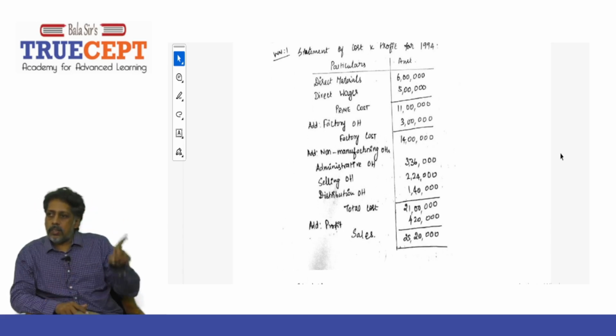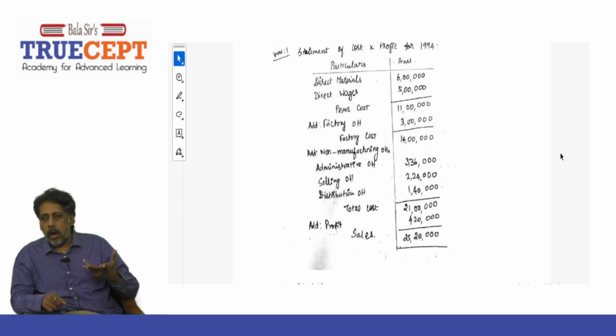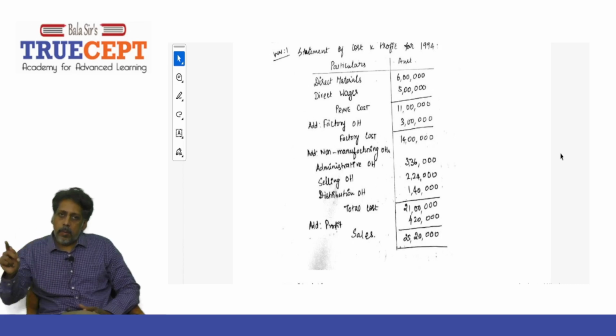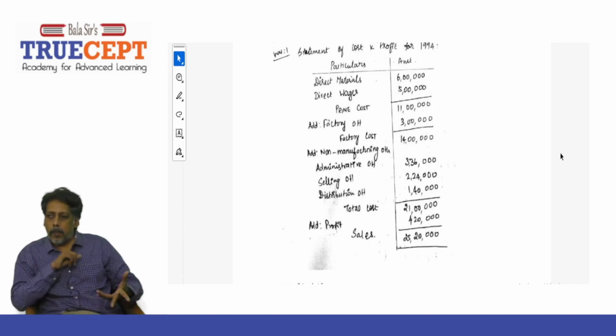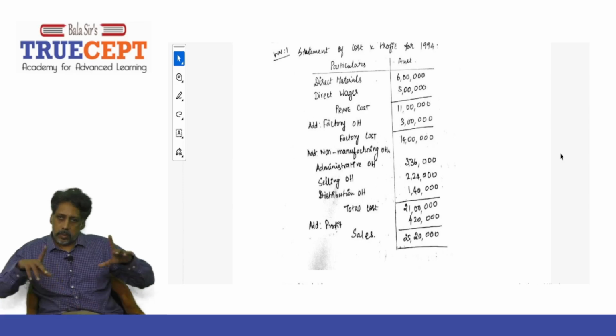Then I want people watching the video and also in the class to work out steps 1 and 2. I'll pause after step number 2. Please work out step number 1 and 2 in your notebook, and then I will take up step number 3, that is for the year 1995. Now, please refer to step 1: statement of cost and profit for the year 1994.